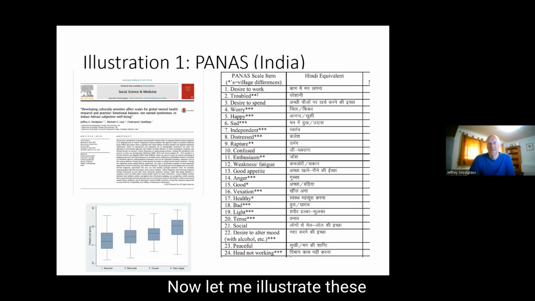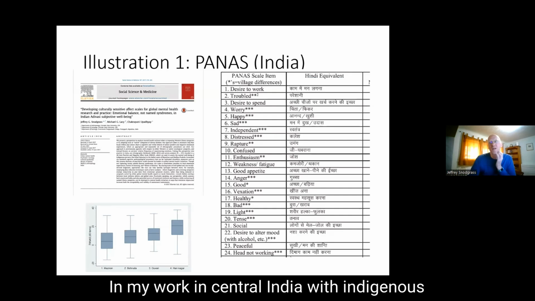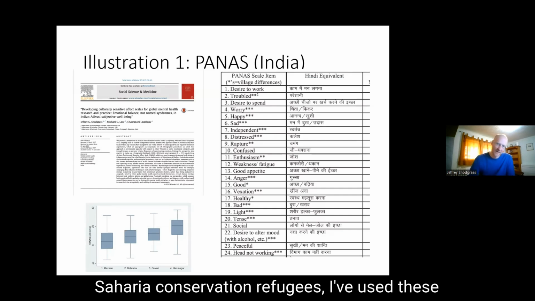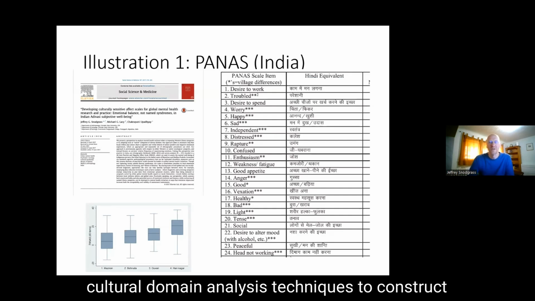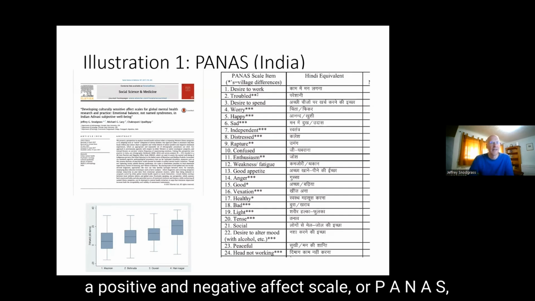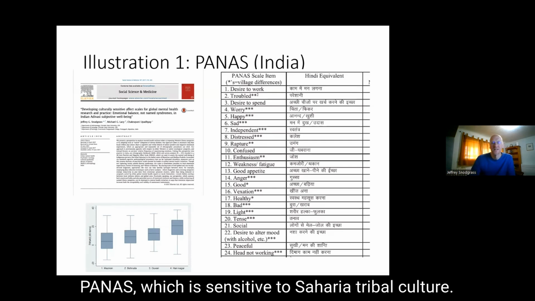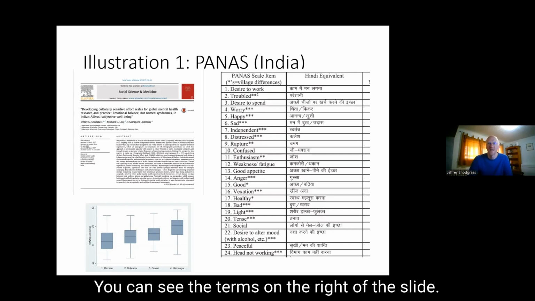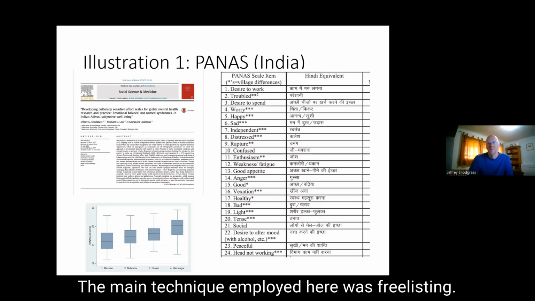Now let me illustrate these principles with some examples. In my work in central India with indigenous Sahariya conservation refugees, I've used these cultural domain analysis techniques to construct a positive and negative affect scale, or PANAS, which is sensitive to Sahariya tribal culture. You can see the terms on the right of the slide. The main technique employed here was free listing.